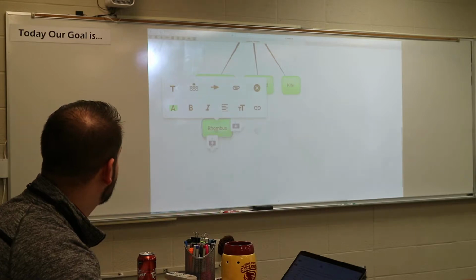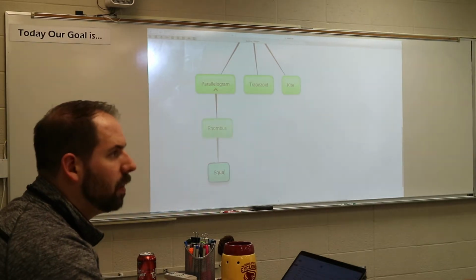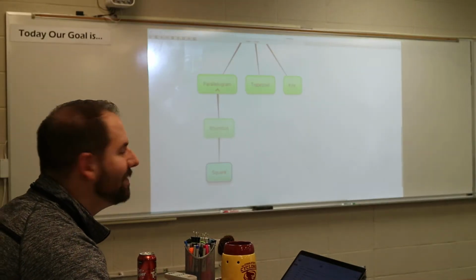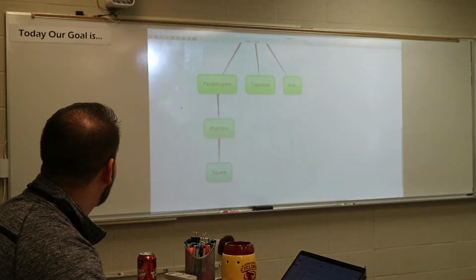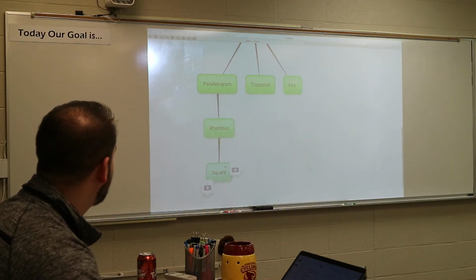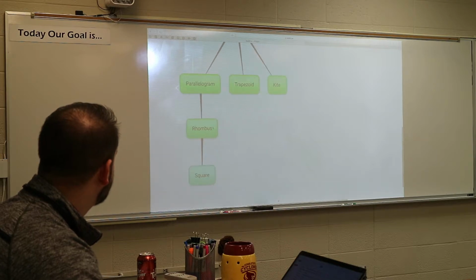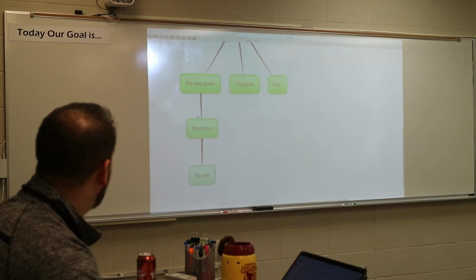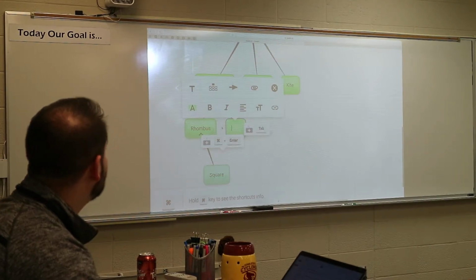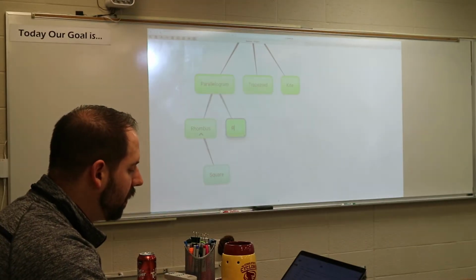Make sure I spelled square right this time. Okay, so square is a subcategory of a rhombus. I know that seems a little weird, but it is a subcategory. Now, rectangle is the other category of a parallelogram.